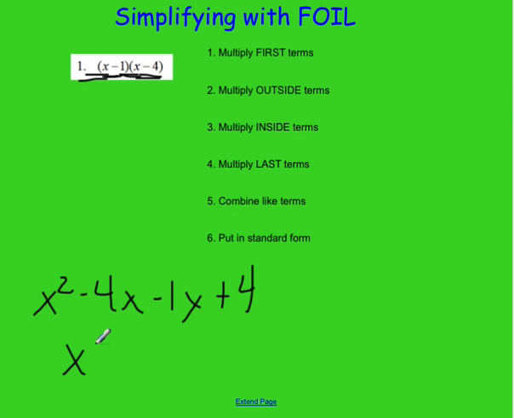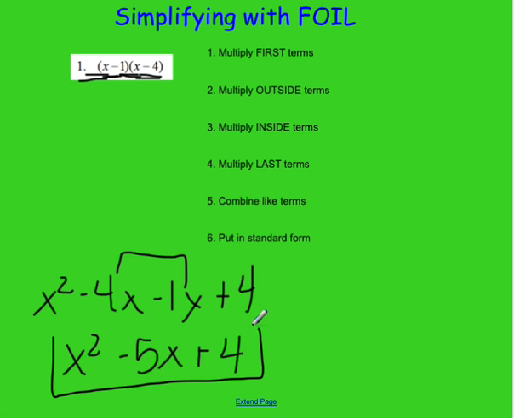So then we want to combine our middle terms. Negative 4x minus x is negative 5x. Plus 4. So none of those terms can be combined any further. Our exponents are going in descending order, which means that this is fully in standard form.